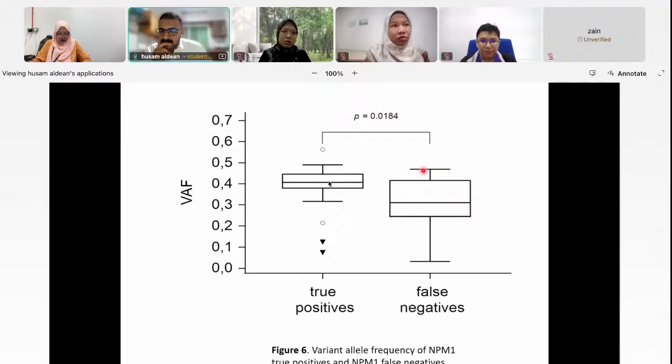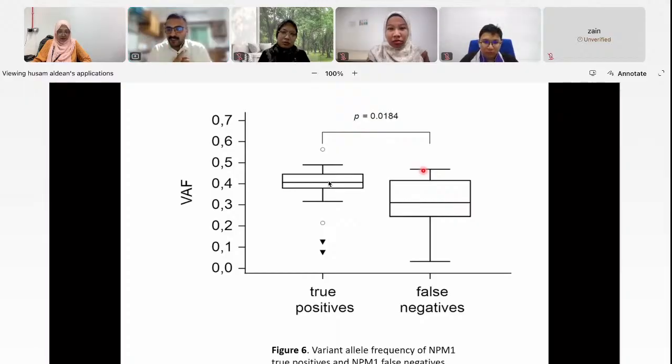Actually, let me illustrate this figure. This figure shows how, I can say, it explains why the model chooses these cells. For the cells of NPM1 mutation, which are classified as true positive, which is NPM1 mutations, they have a higher variant allele frequency.